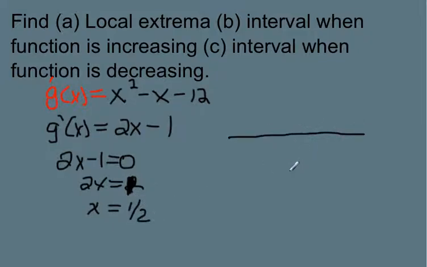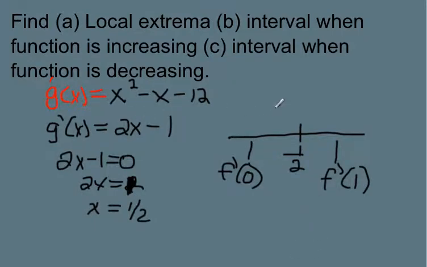And we need to look at what's going on in the first derivative to the left and to the right. So I'll look at the first derivative at 0, and then at 1. If I plug 0 into the first derivative, I get a negative. If I plug in 1, I get a positive. So the tangent line is going to be negative, and then positive. That's going to give us a min at 1/2. So that answers our first question.